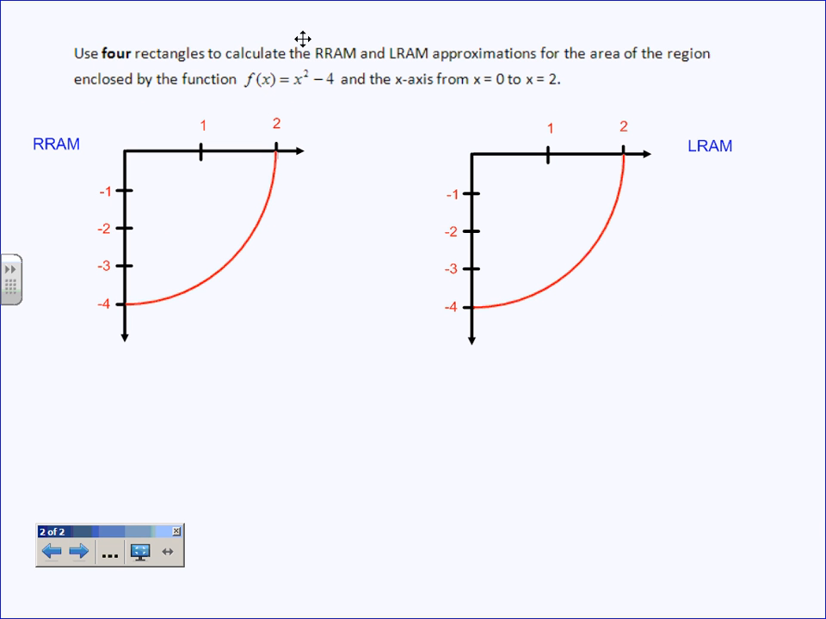Now it says use 4 rectangles to calculate the right and left approximations. We're going from 0 to 2. It is x squared minus 4. That's why it's down so much. And so notice that I've given you the right-hand one first, though. So get a picture in there.